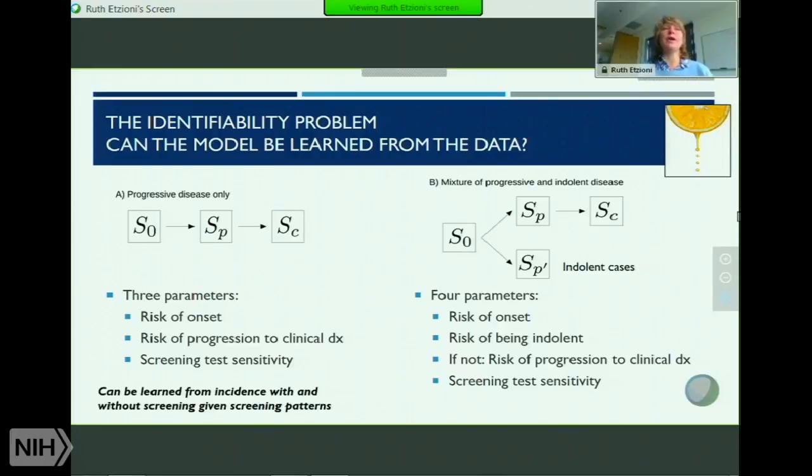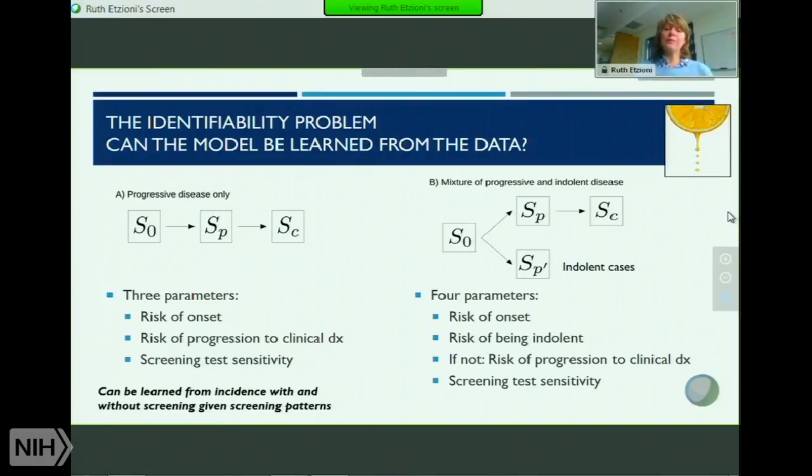So what do we mean when we're talking about learning about a model? I've drawn out the idea here in terms of disease states. We have a healthy disease state, S0, a latent or preclinical disease state, SP, and a clinically diagnosed or symptomatic disease state, SC. And when we're learning about how disease progresses through these states, what's the risk of going into the preclinical state? What's the risk of progression to the clinical state?